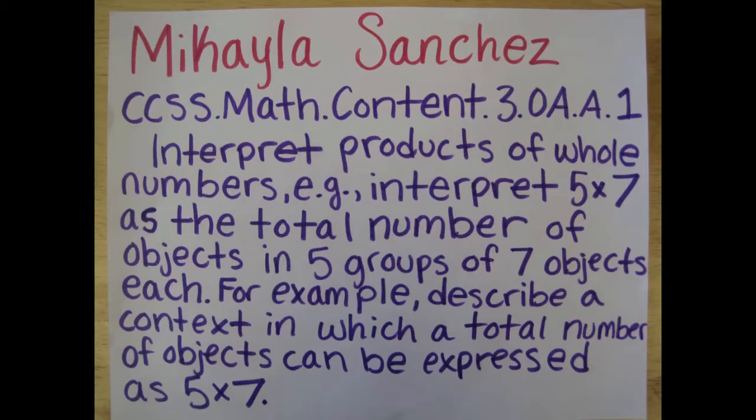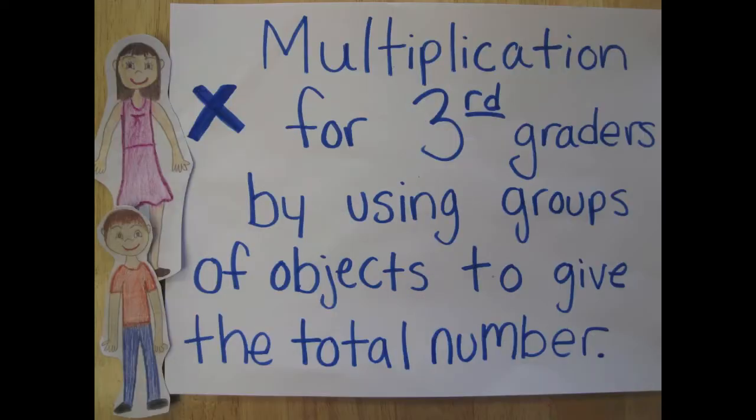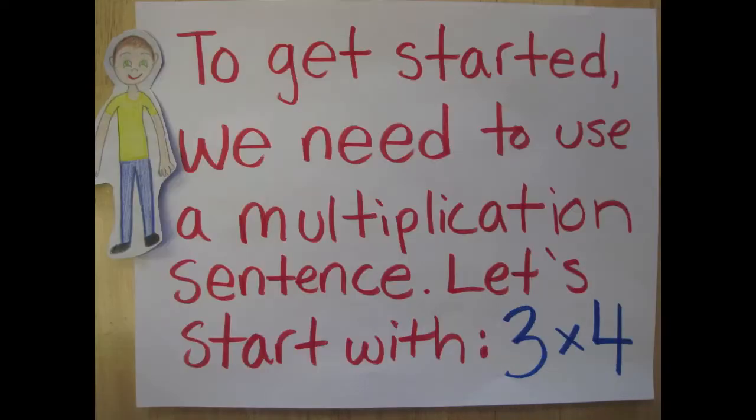Hi, my name is Mikayla Sanchez, and this is the Common Core standard that we are going to be learning today. We are going to be multiplying by using groups of objects to give the total number of objects in groups. To get started, we're going to use the multiplication sentence 3 times 4.